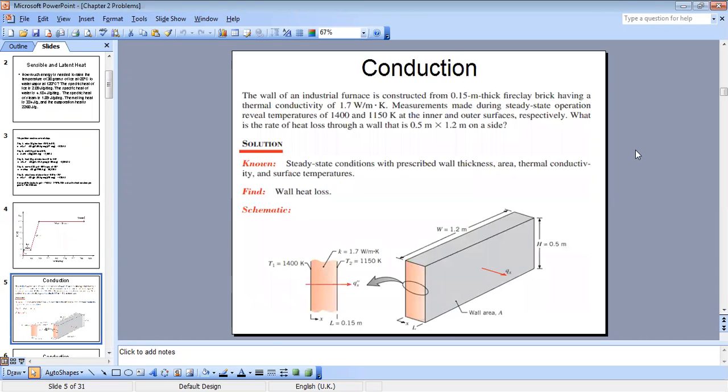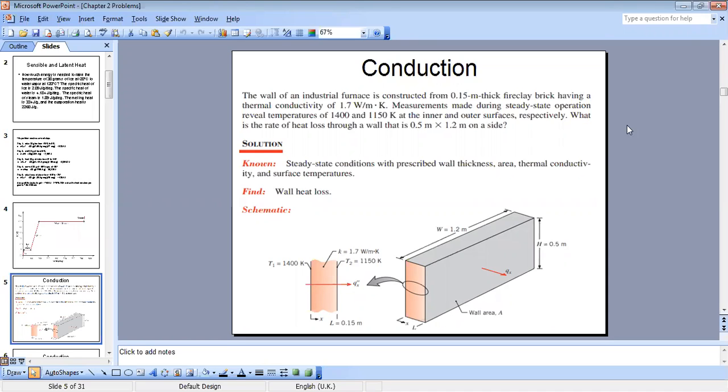Now we will move to another example, which considers conduction. The wall of an industrial furnace is constructed from 0.15 meters thick fire clay brick having a thermal conductivity of 1.7 watt per meter Kelvin. Measurements made during steady state operation reveal temperatures of 1400 and 1150 Kelvin at the inner and outer surfaces respectively. What is the rate of heat loss through a wall that is 0.5 times 1.2 meter on a side?